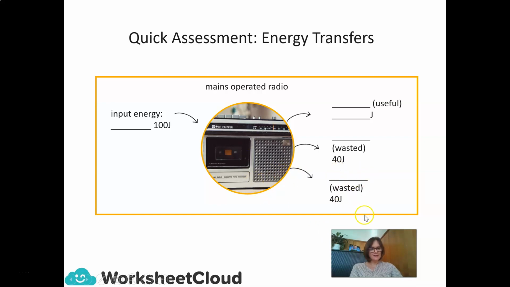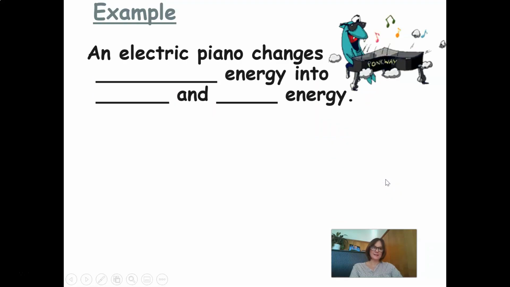Do we need heat and light to make a radio work? No, we don't. What we do need is the useful energy, which is the sound energy. So it plays our music and gives us the sound that we can hear. Now, if 40 and 40 of it is wasted, how much of it is actually useful? Remembering our total input was 100. Okay, so the useful would only be sound energy, which is 20 joules. 80 joules through the process of heat and light is wasted.